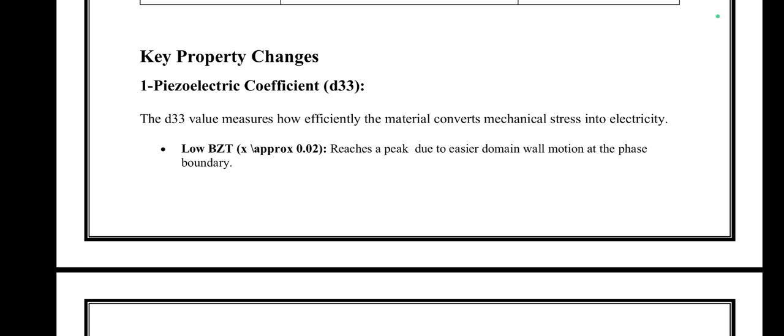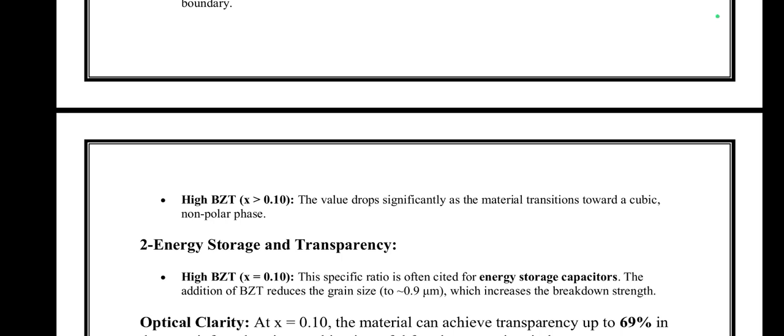Key properties change with the composition ratios. By changing the ratios, properties of the material change, like the piezoelectric coefficient, which measures how efficiently the material converts mechanical stress into electricity. Low BCT, like x approximately 0.02, reaches a peak due to easier domain motion at the phase boundary, and at high BCT, x greater than 0.1, the value drops significantly as the material transitions towards a cubic crystal structure and non-polar phase, and the material behaves as a ferroelectric.